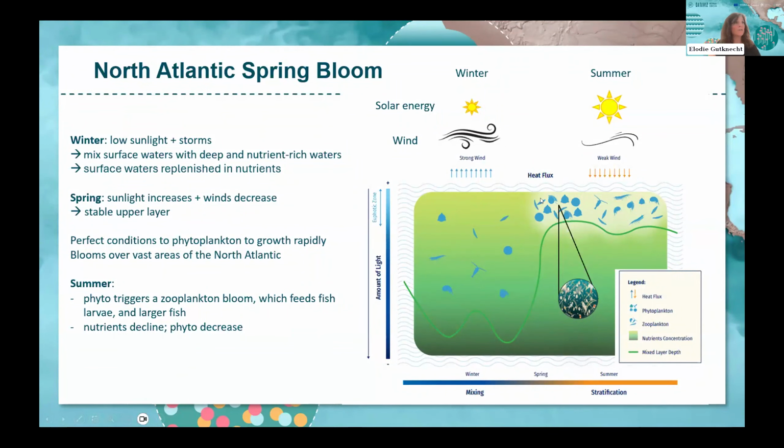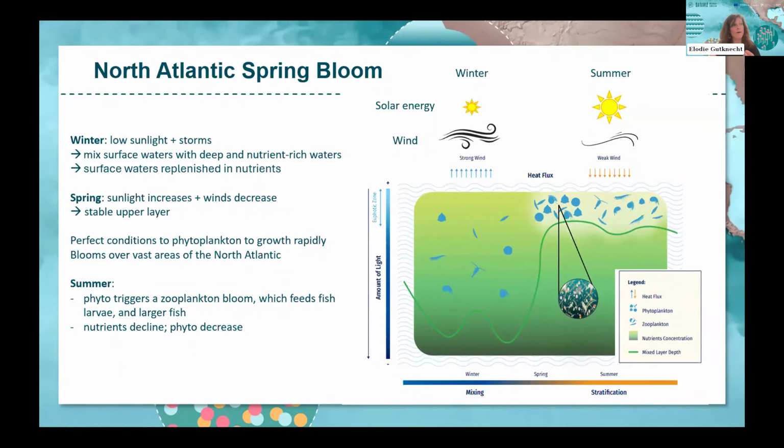And then after a few weeks, zooplankton, the first predator of phytoplankton, start to grow. They are eating phytoplankton. Even more, the surface waters start to become depleted in nutrients, so there is not enough food for phytoplankton to grow. And so we have a decrease of phytoplankton during summer.